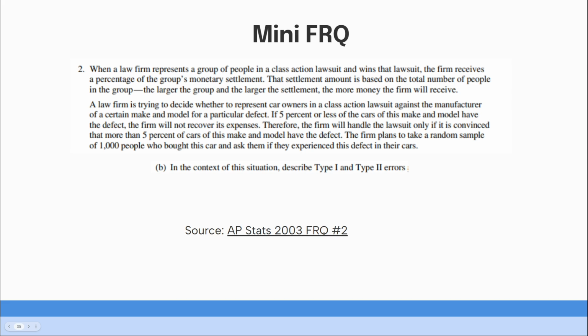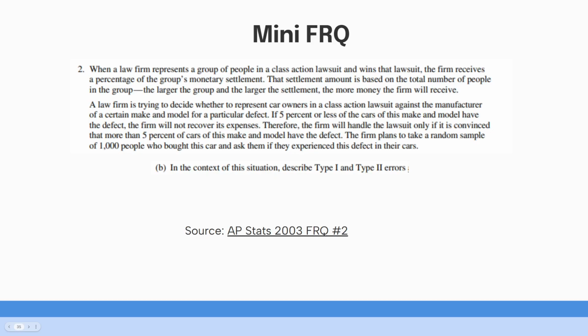And then the consequences, Dragonfire described them. It recovers expenses when it shouldn't have, which leads to a loss for the firm. And it doesn't recover expenses when it should have, so they lose out on the opportunity to make money. So the type 1 error in this case is more consequential, because they lose money, but with the type 2 error, they just lose out on the opportunity to make money. In reality, the FRQ asks for the consequences, but I just asked you guys to do the type 1 and type 2 errors. But I went over it now, because you'll often see that on the actual exam. Right?